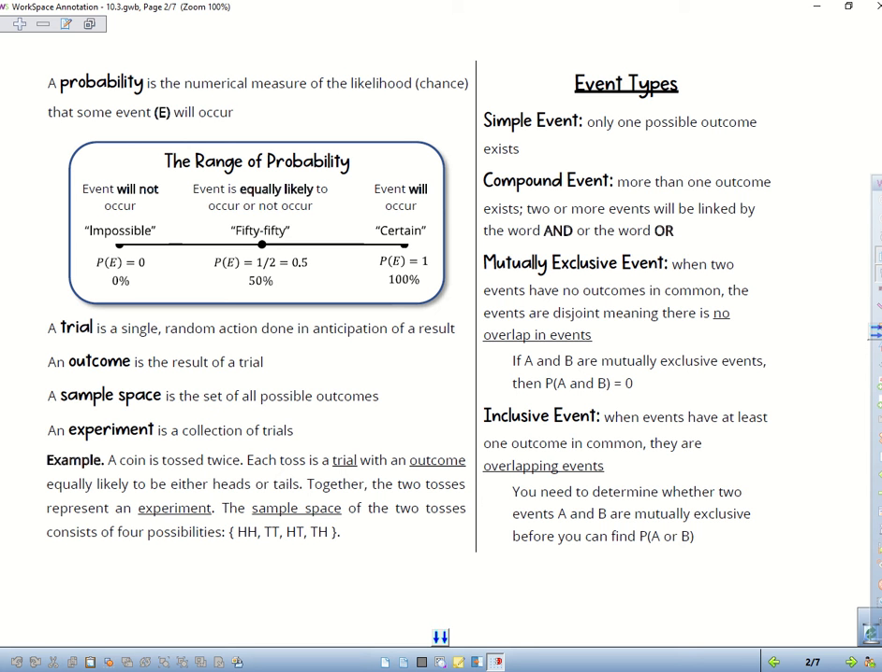Now, a trial is a single random action done in anticipation of a result. Outcome is the result of the trial. The sample space is the set of all possible outcomes. So the sample space isn't actually what happens, it's what can happen. So there is a difference between those two. And the experiment is the collection of the trials. So it's just multiple trials being collected.